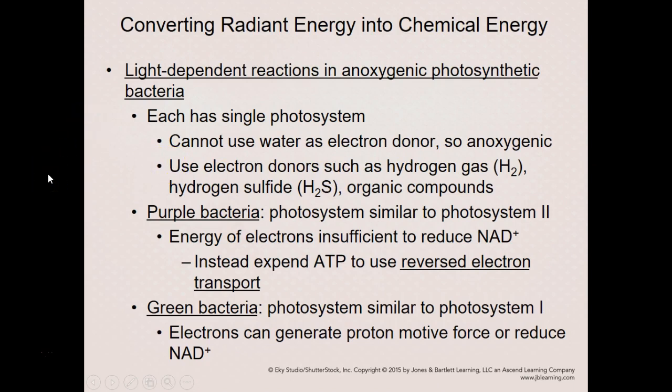So in anaerobic bacteria, we can't split water to produce the oxygen. So we use other molecules like hydrogen gas or hydrogen sulfide to produce the electrons and the hydrogen ions. And we don't produce near the amount of energy as we would in aerobic mechanisms. Because of this, we're going to have to use extra energy. We'll have to produce extra energy just to run the photosystems.